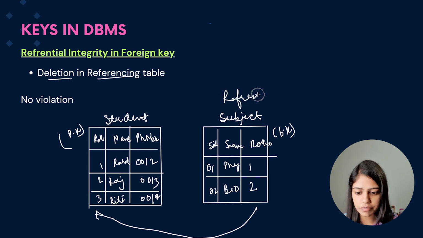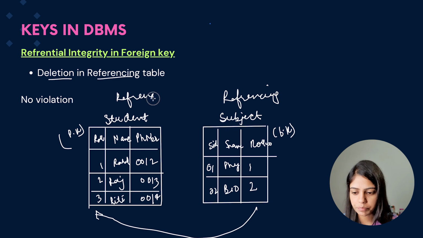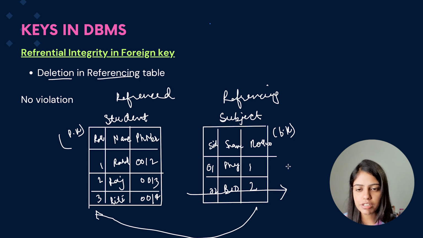So basically this is the referencing table and this is the reference table. So consider today I have deleted the data for roll number 2. So I have deleted roll number 2 which existed and has taken a subject biology. Would it cause any violation? Think. It won't. So why won't it cause any violation?